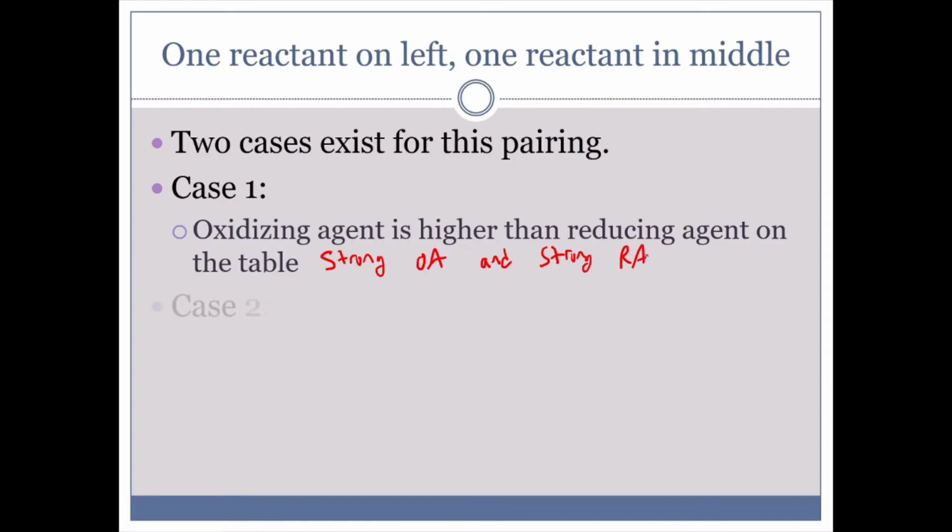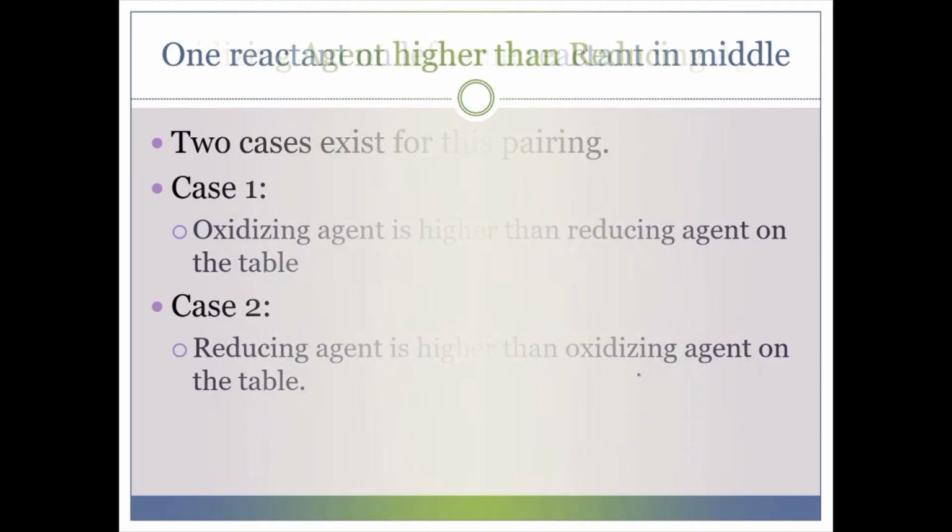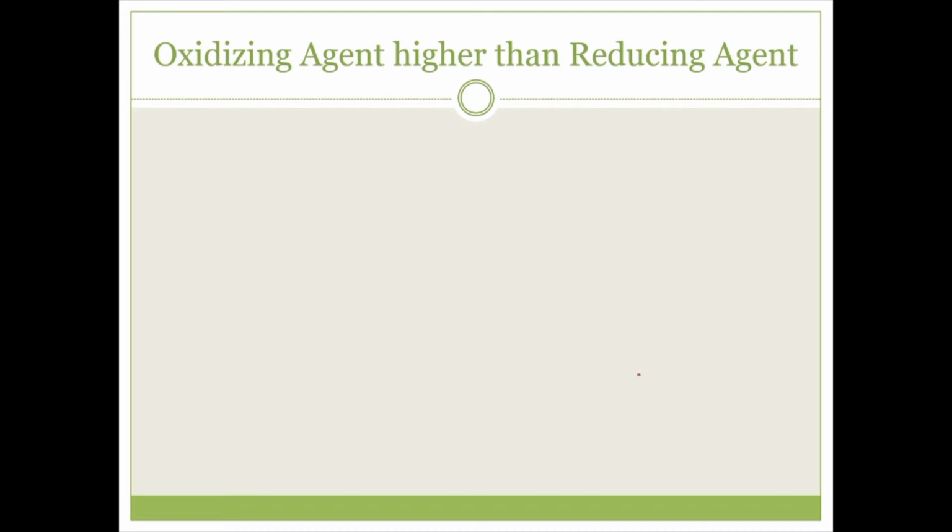And case 2 is where you have the reducing agent higher up on the table than the oxidizing agent. So this would be something like you have a weak reducing agent and a weak oxidizing agent. So we'll go through an example of each of these cases. Let's suppose we have a strong oxidizing agent and a strong reducing agent. Just an example, this would be, say, copper 2+ and zinc.